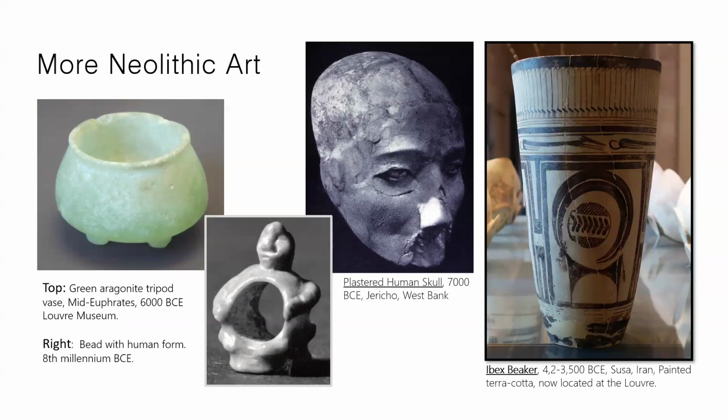Here are some more examples of Neolithic art, and some that you really need to know. One that you really need to know is the ibex beaker that might show up on tests. It is one of the oldest fired ceramic vessels we have.